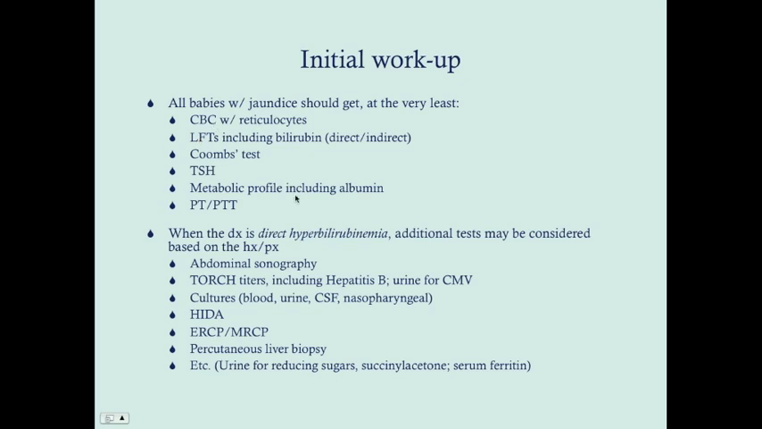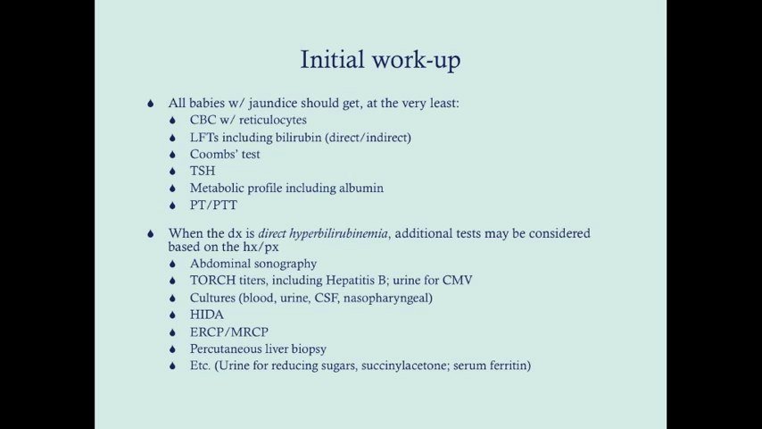So once you've gotten all that together, if the diagnosis is a direct hyperbilirubinemia, then additional tests can be considered based on the history and physical. So don't just shoot off tests just because the baby has direct hyperbilirubinemia. Take into consideration the history and the physical exam. Does this look like an ill baby that may have hepatitis or an infection, in which case we want to get TORCH titers and get cultures?